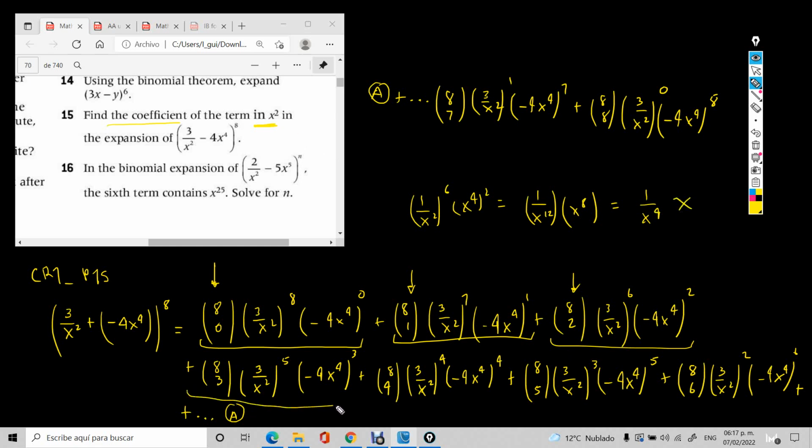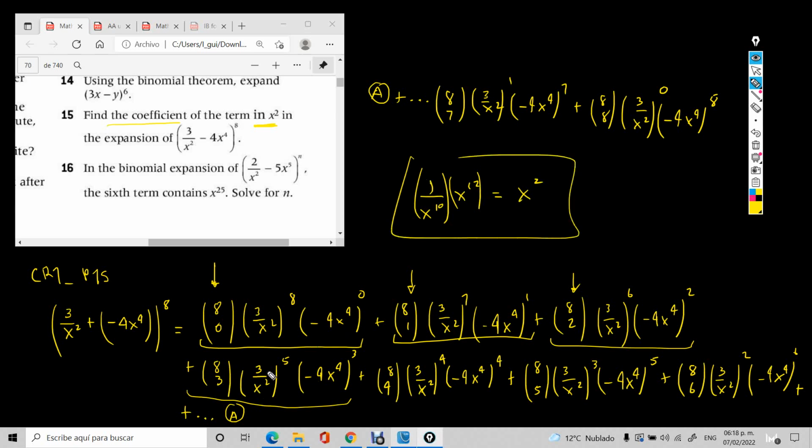Now what about this one? I guess by now you already caught the idea, right? It can actually be found visually. You don't have to do what I'm doing here. For example, in here, 1 over x squared to the 5, that's going to be 1 over x to the 10, right? And x to the 4 to the 3, that's going to be x to the 12. And bingo, we have found the term in x squared. Because after you multiply these two factors, this and this, you're going to get x squared. So this is the one, guys.